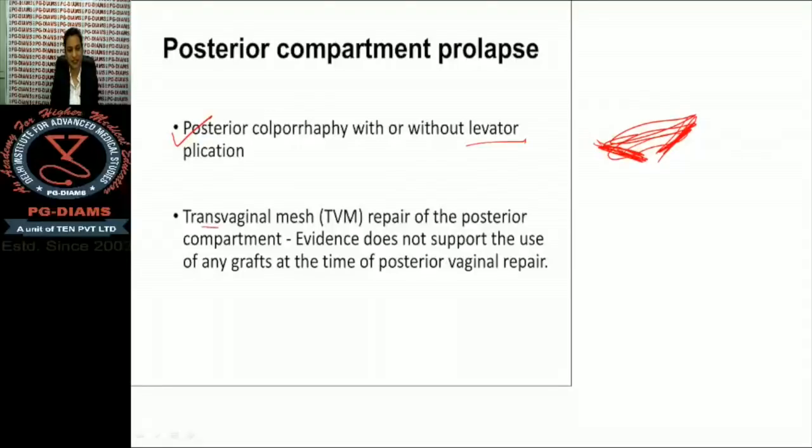Apart from that, transvaginal mesh can also be placed behind the posterior vagina, between the rectum and the vagina. But evidence does not support the use of any grafts at the time of posterior vaginal wall repair. What was seen was there was more exposure of the mesh. If you place it in the posterior vaginal wall, there are more infections and fistula formation associated with transvaginal mesh placed for a posterior compartment prolapse. So this is not recommended.